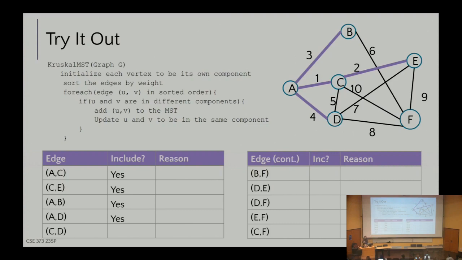So we're going to keep going. C to D. Yes, we include it. No, we don't. I agree. C and D are already connected. They're already part of, we'll call it, group 1, the big group there. So we are not going to include it, because it would cause a cycle. Okay, what about B to F? Yes, we include it. Yes, exactly. Because we finally have found a way to get to F.